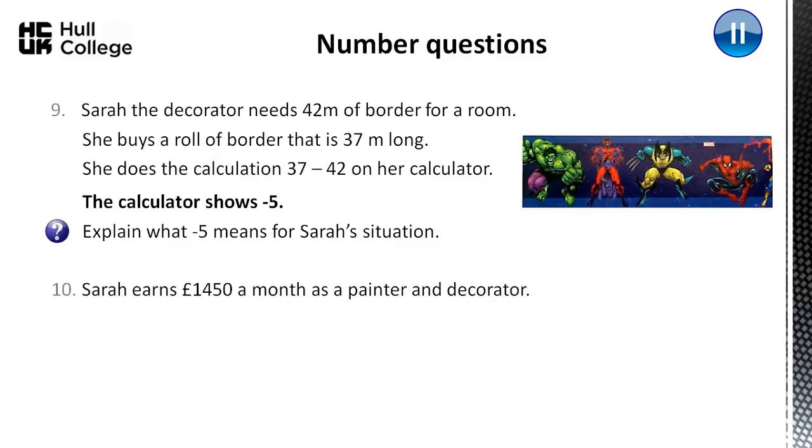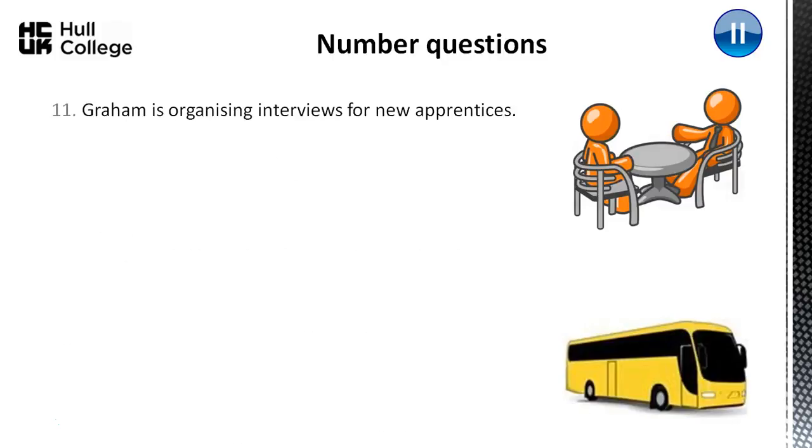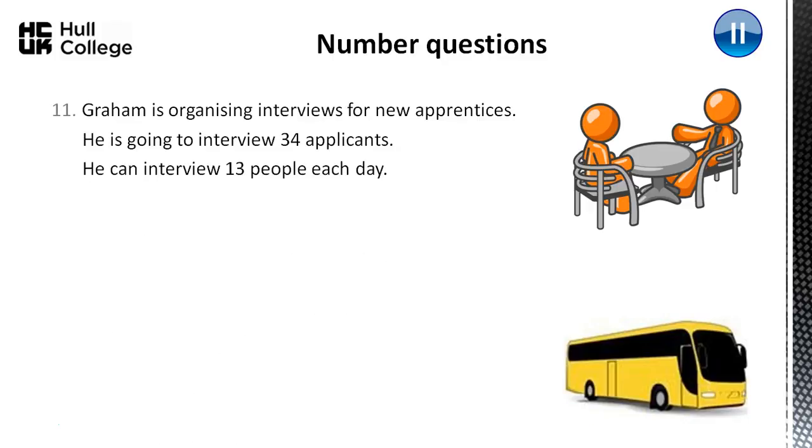Question 10. Sarah earns £1,450 a month as a painter and decorator. What is their annual salary? Question 11. Graham is organising interviews for new apprentices. He is going to interview 34 applicants. He can interview 13 people each day. How many days does he need for the interviews?